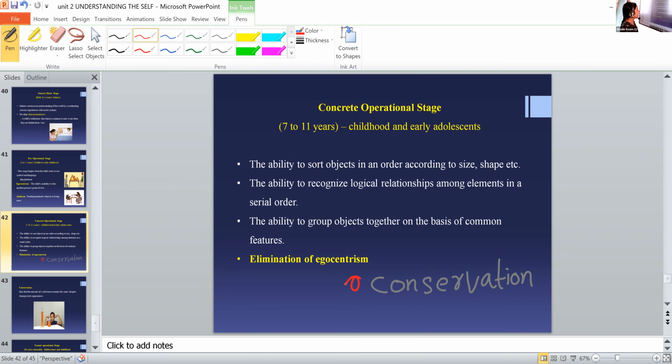So here we can see they gain the ability of conservation. And the next is they gain the ability to sort objects according to their size and shape. This is from 7 to 11 years. For example, if we provide different sized objects or different blocks to the child, they can easily arrange them according to size and shape. This is the first point, and this is called seriation. The ability to arrange things according to size and shape is called seriation. So in concrete operational stage, they gain conservation and they have seriation.